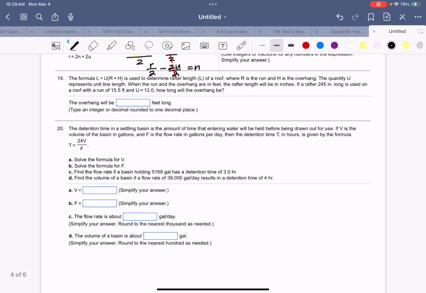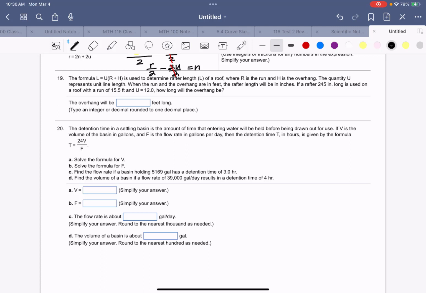Example 19. The formula L equals U, parentheses, R plus H, is used to determine the rafter length L of a roof, where R is the run and H is the overhang. The quantity U represents unit line length. When the run and the overhang are in feet, the rafter length will be in inches. If a rafter of 245 inches long is used on a run of 15.5 feet and U is 12.0, how long will the overhang be?